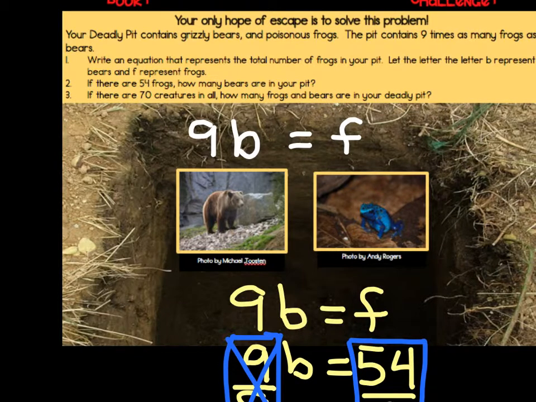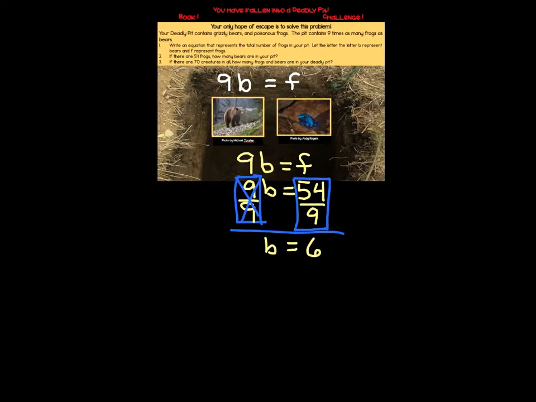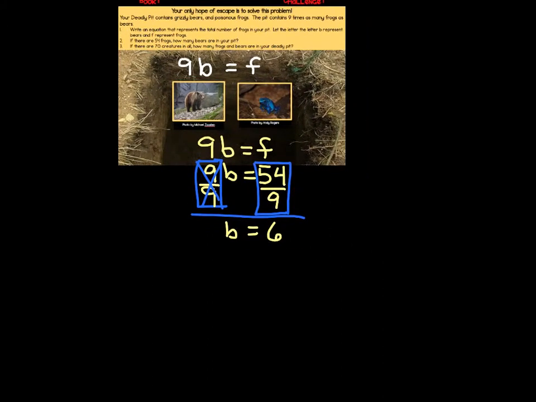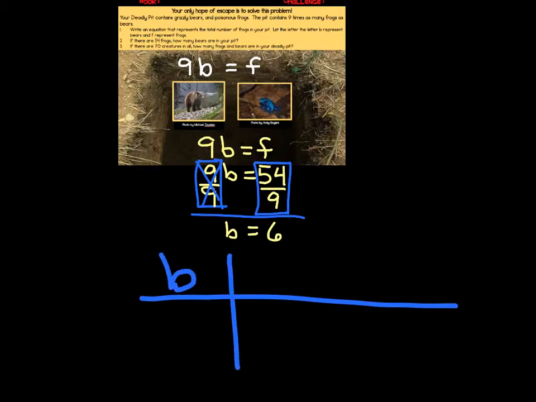All right, so this is really cool. Now what I use for this is a T-chart, but it's a triple-decker T-chart, right? I'm going to put B here for bear and make a line, and then I'm going to make an F here for frogs and make a line, and then I'm going to put total over here, okay? And that is really, really cool.